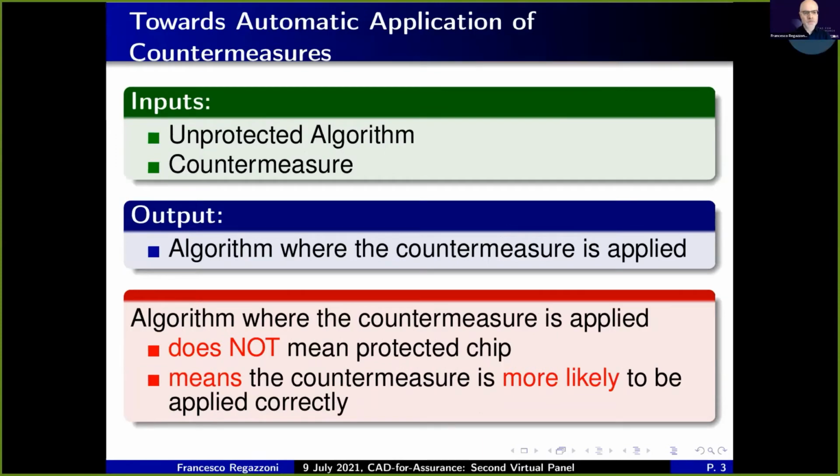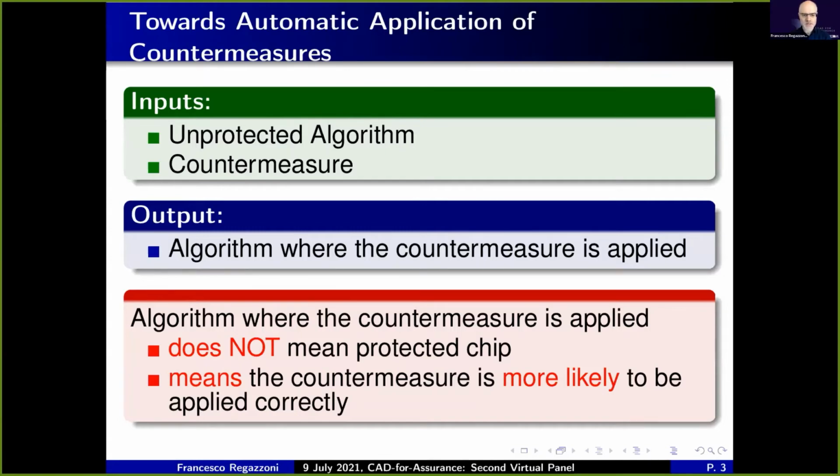Starting from the countermeasure leads immediately to the automation problem: the automatic application of side channel countermeasures, which for me is a must that the CAD should provide. You start again from an unprotected algorithm and the countermeasure, and your goal is to have an algorithm where the countermeasure is applied automatically. There is no need for a manual process by the designer, which is error prone, can be complex, and may not be exactly within the knowledge of the designer.